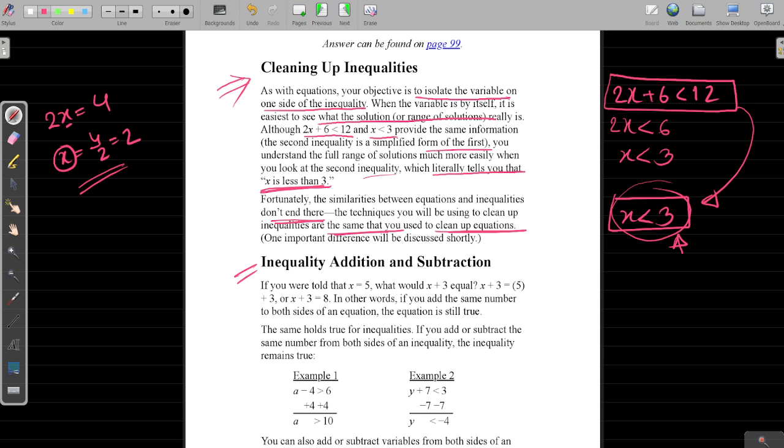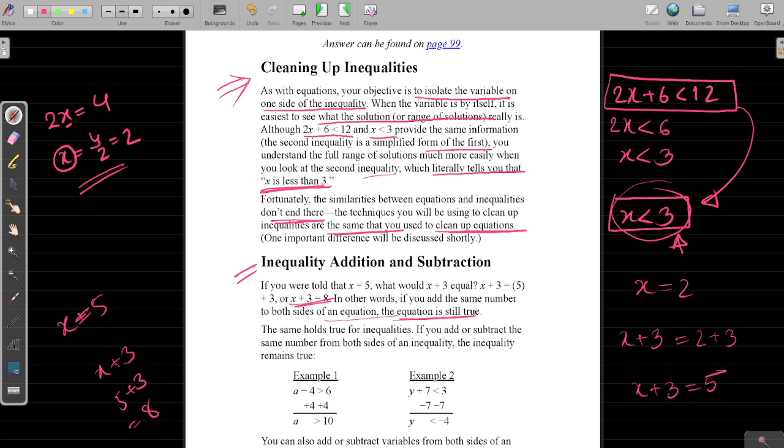If you were told that x equals 5, what would x plus 3 equal? So what will you do? X equals 5. Now x plus 3 means what? Place this 5 here. So 5 plus 3 equals what? 8. So x plus 3 equals 8. In other words, if you add the same number to both sides of an equation, the equation is still good. If you add the same number on the left side as well as the right side, the equality will hold.